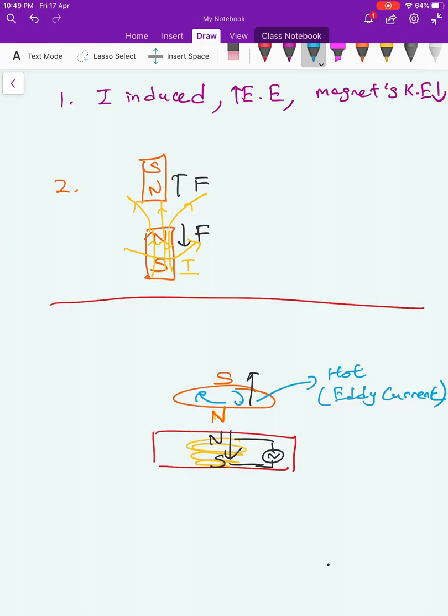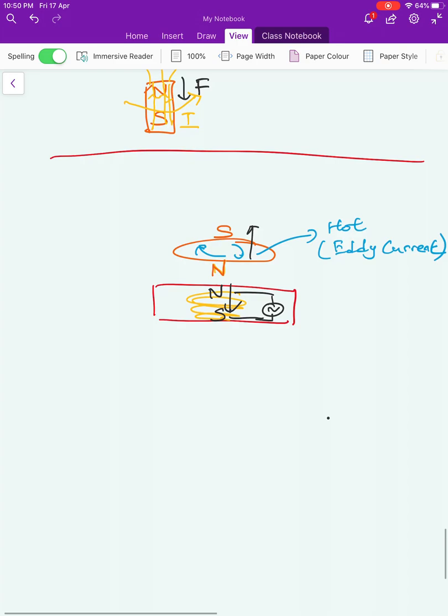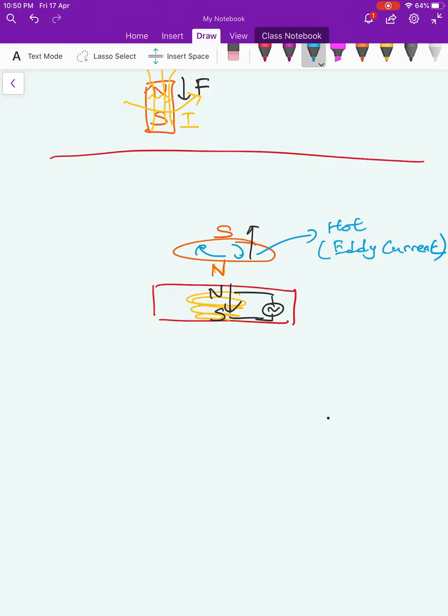OK， so 它倒水为什么会有那个水会蒸发？因为这个 quite hot， right? It's very hot。为什么会 hot 呢？Due to eddy current。OK， so 它里面会有一个 eddy current flowing， right？Okay, that's why it creates heat energy.